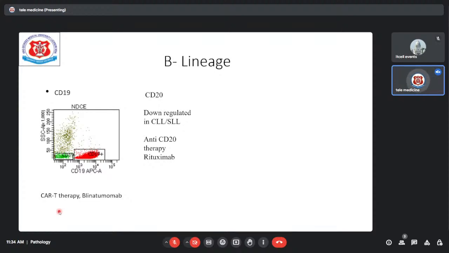CD20 is not used as a gating marker because it gets expressed only after certain initial stages of maturation. Second, in certain NHL patients anti-CD20 therapy like rituximab is given. So we don't prefer to use 20 as a gating marker, in certain B cell neoplasms like CLL or SLL.